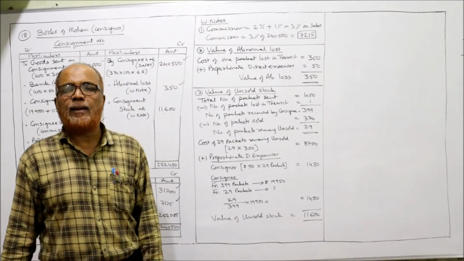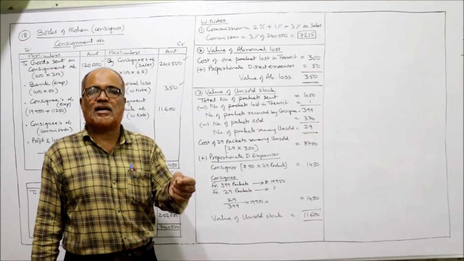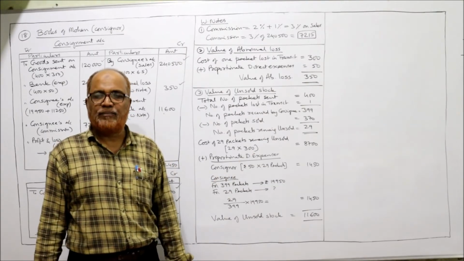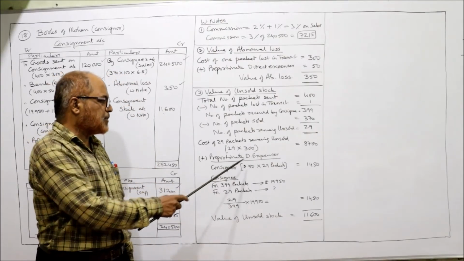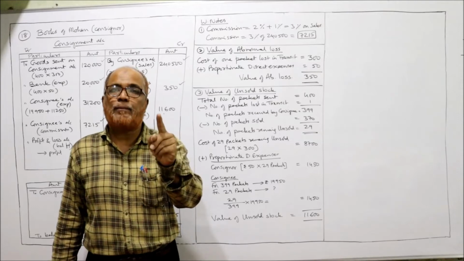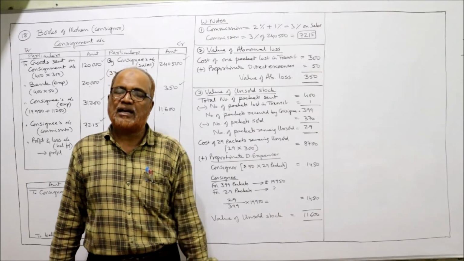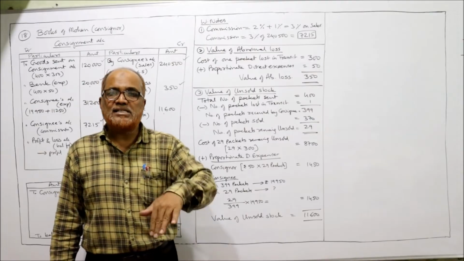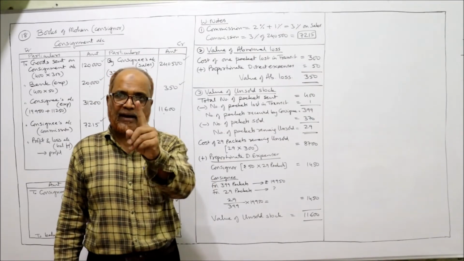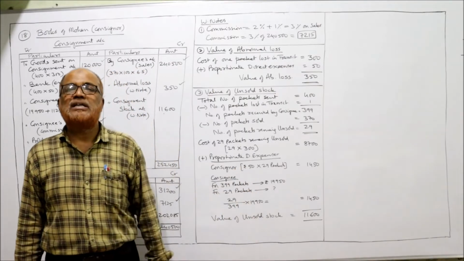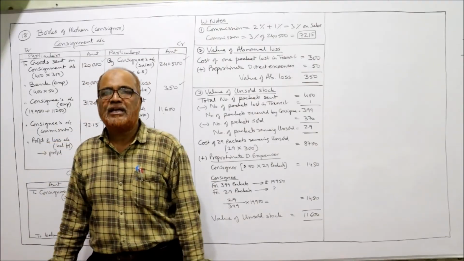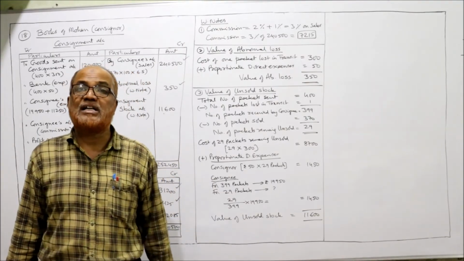To this we have to add proportionate direct expenses paid by the consignor and also by the consignee. First of all, we will take the proportionate direct expense paid by the consignor. The consignor has spent 50 rupees per packet, given in the third line of the problem, on freight, cartage and insurance. How many packets are there? 29 packets. So 29 into 50, 1,450 is the proportionate direct expense of the consignor.